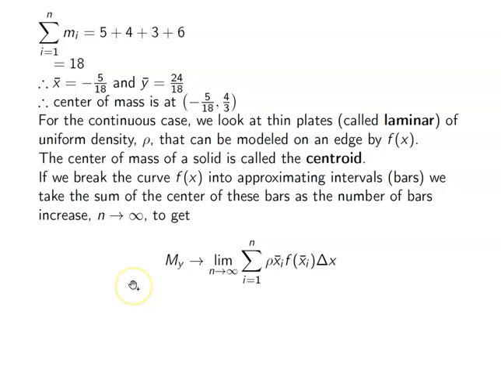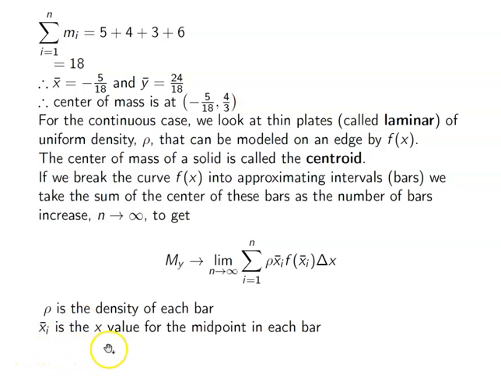We will get the moment about y, which is the limit as n goes to infinity, basically the number of bars, where each sum is the density of that bar times the x value average and the y value average, right? The central height. Okay, so basically what we're doing is for each bar, we're taking into consideration what its mass is, right? And then we're finding that midpoint times delta x. So here rho is the density of each bar, x bar i is the x value for the midpoint in each bar, which is very easy to find. And f of x bar sub i is the height, so the area of each bar is the length times the height, times delta x.